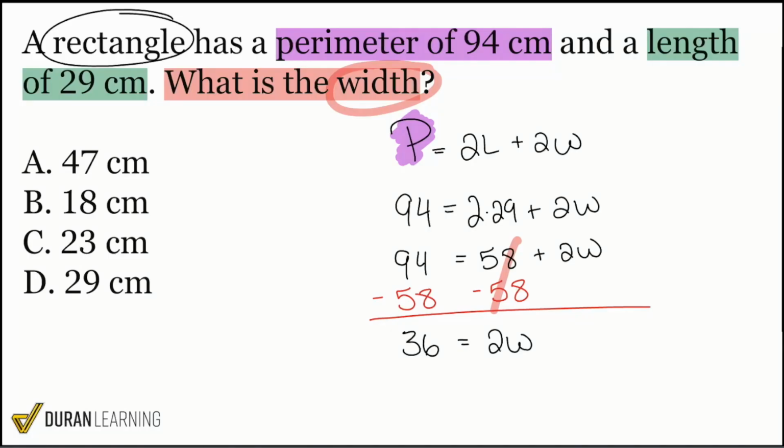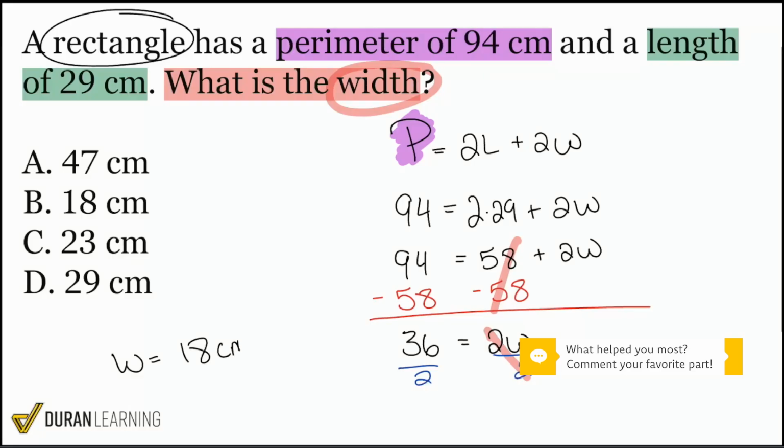And so once we divide both sides by 2, to get rid of that 2 on the 2w, we're good to go, because 36 divided by 2 is 18, making our width 18 centimeters. And that is answer choice B.